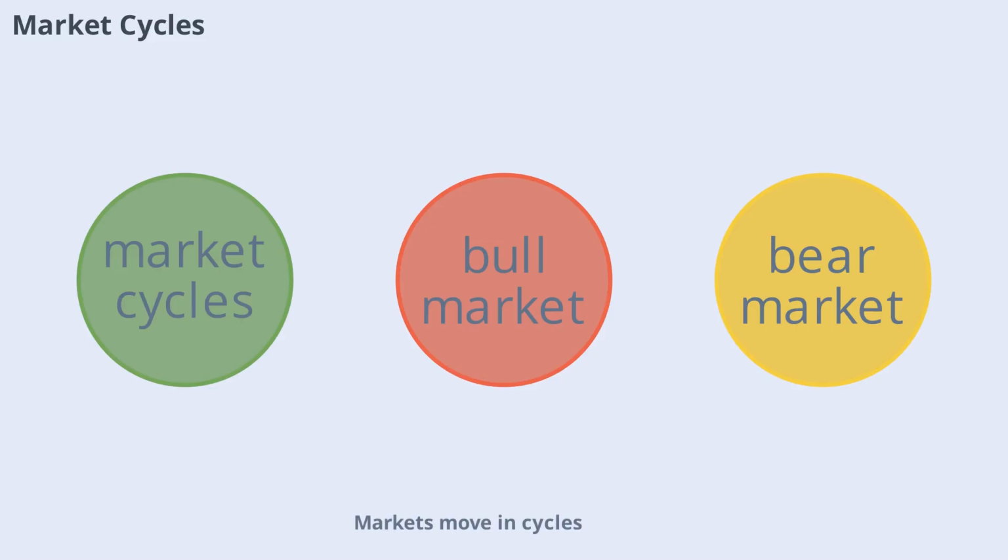Markets move in cycles, typically alternating between periods of growth and decline. Recognizing where we are in the cycle can help investors make better decisions. For instance, during a bull market, optimism prevails and prices rise, while a bear market is marked by pessimism and falling prices. Understanding these cycles allows investors to adjust their strategies and expectations accordingly.